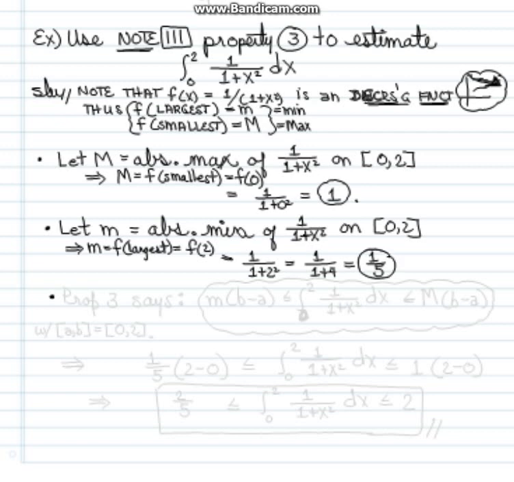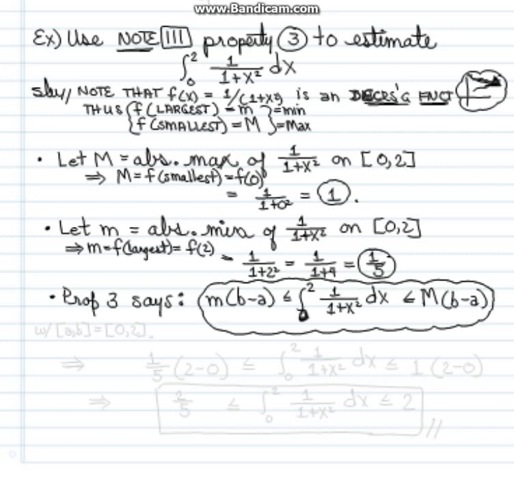Now read property 3 in note 111. It says that the minimum value, little m, times the x final minus x initial is less than or equal to the integral, is less than or equal to the absolute maximum value, capital M, times the x final minus x initial. Let's apply that here, because our interval a, b goes from 0 to 2.